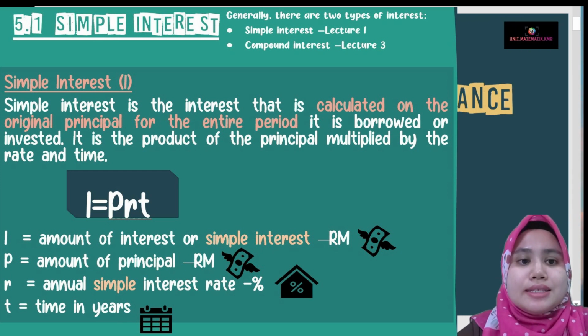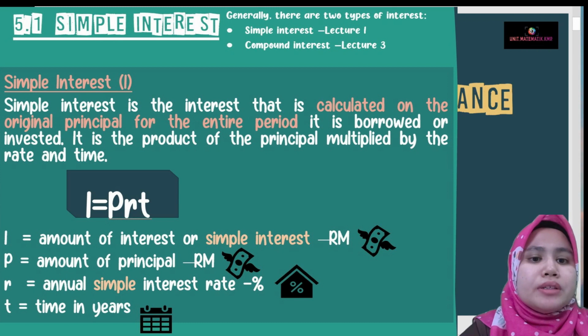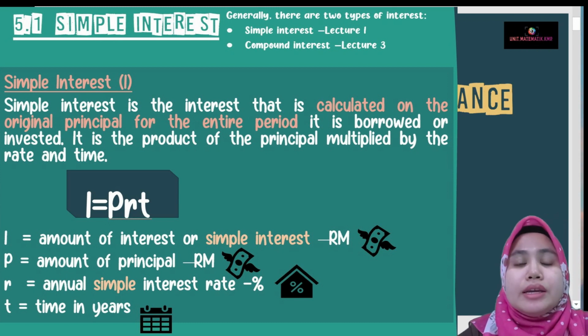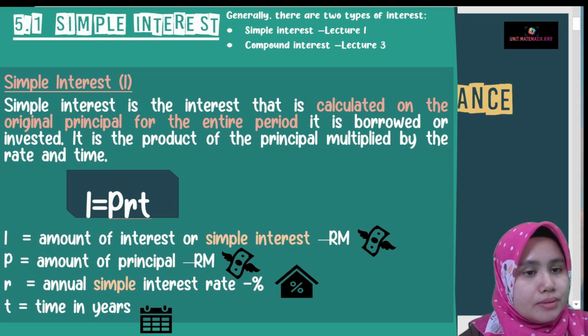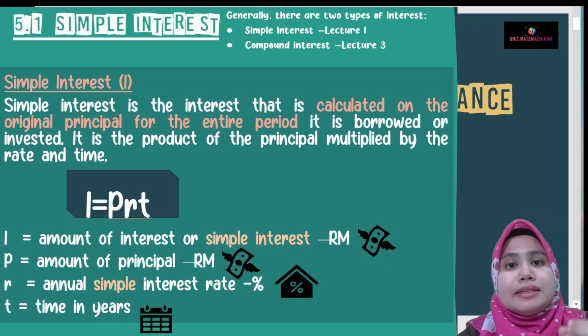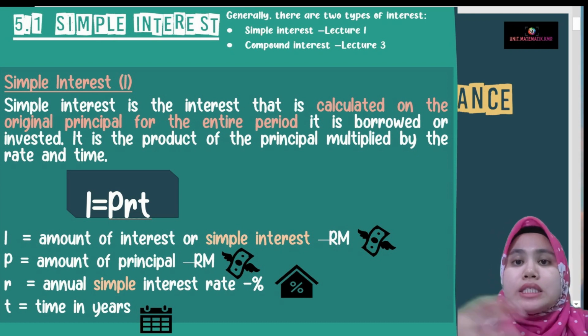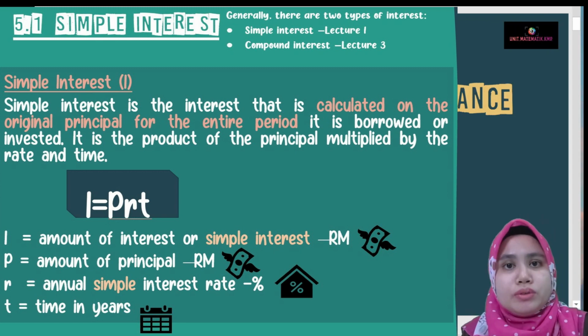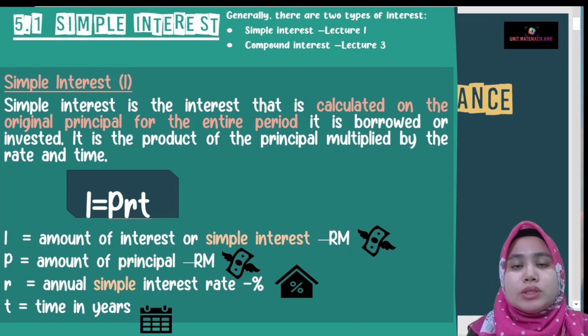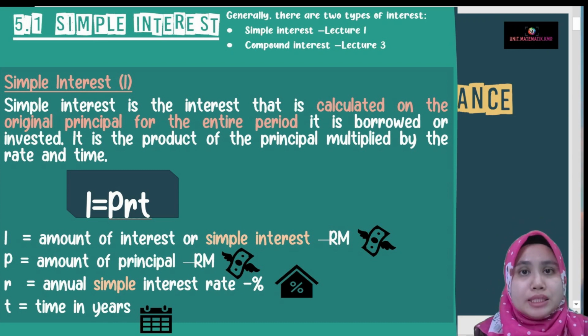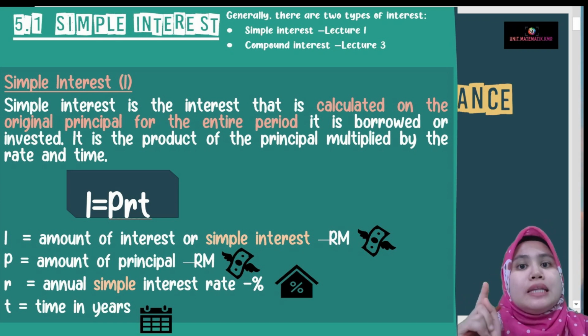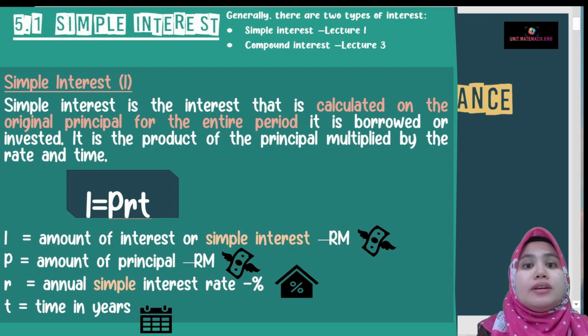Simple interest is the interest that is calculated on the original principal for the entire period it is borrowed or invested. That means the value of interest depends on our principal. What is principal? Principal is the money that you invest or borrow. The example just now is 1,000. That 1,000 is our principal, or our P. So your interest depends on your principal. You get what I mean?